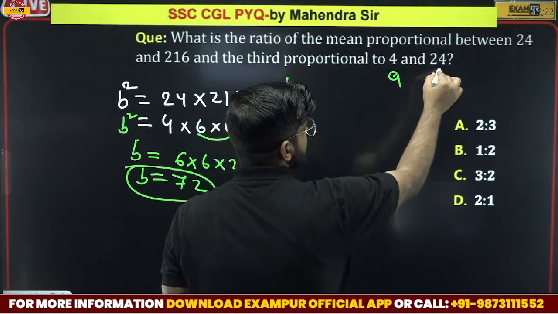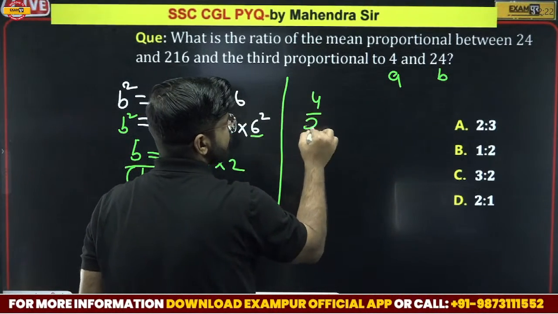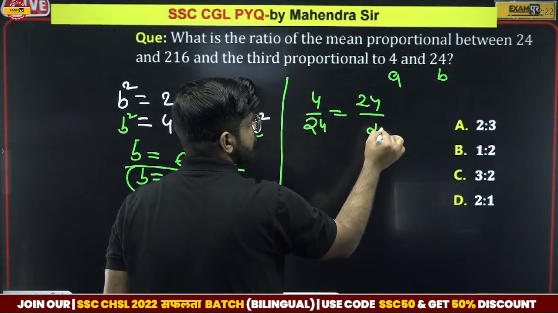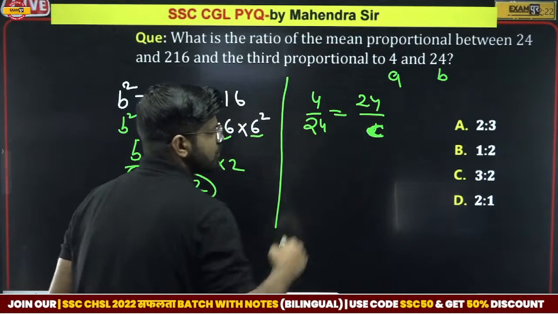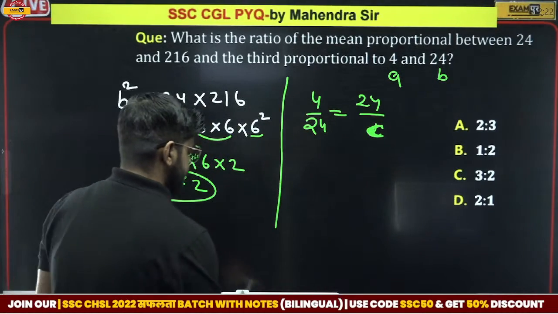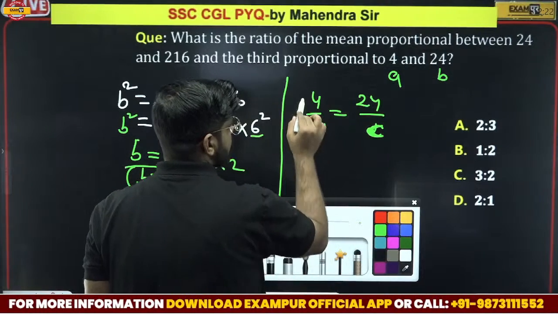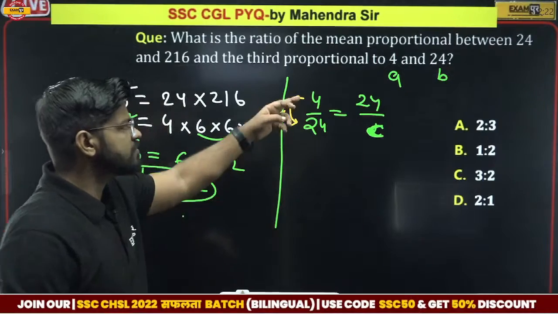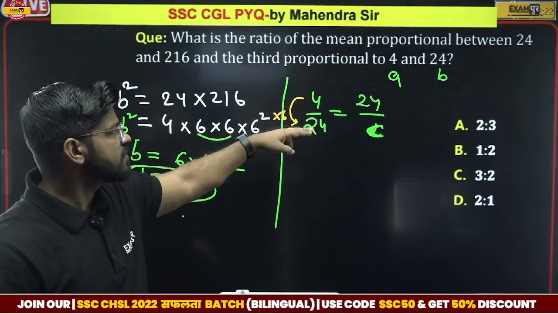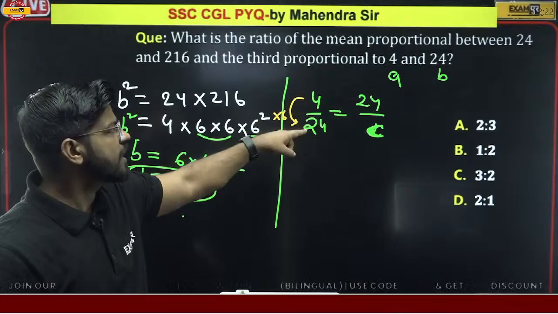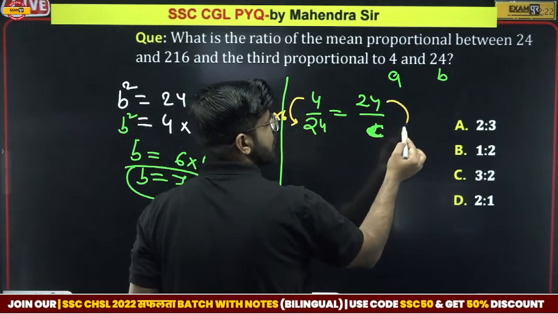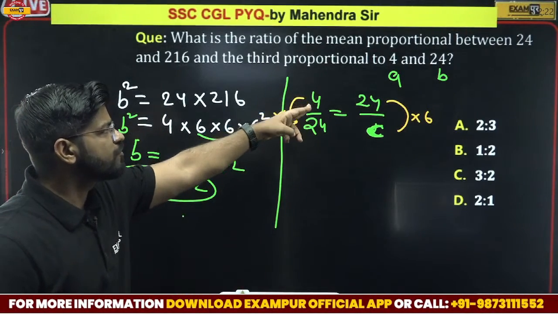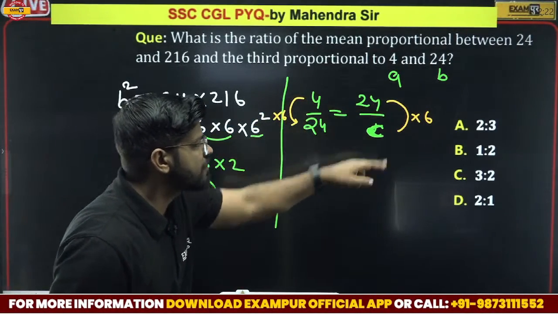So this is A, this is B. So 24 by 72 is equal to 72 by what? We have to calculate the value of C here. So you know that if 6 is multiplied by 4 to make it 24, the same operation we have to do here.